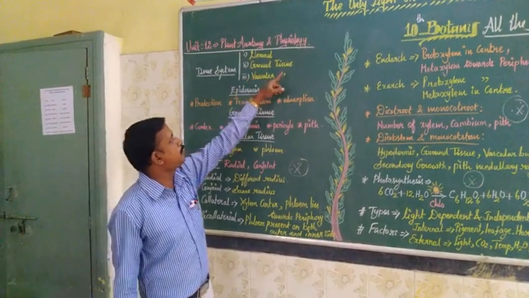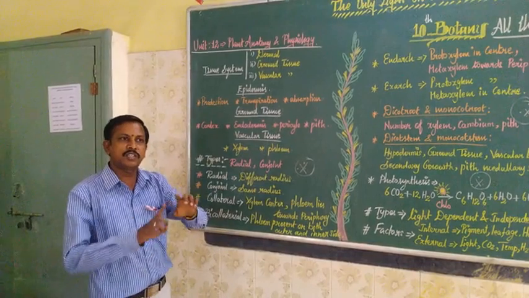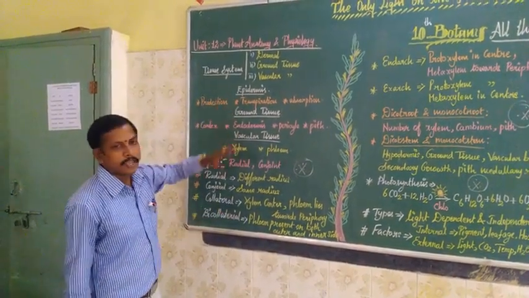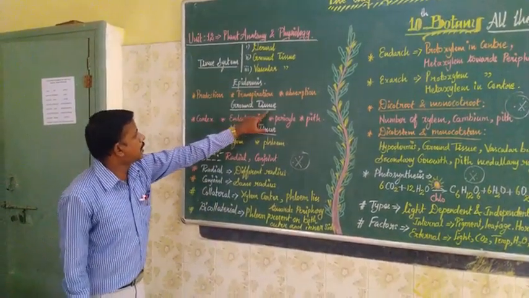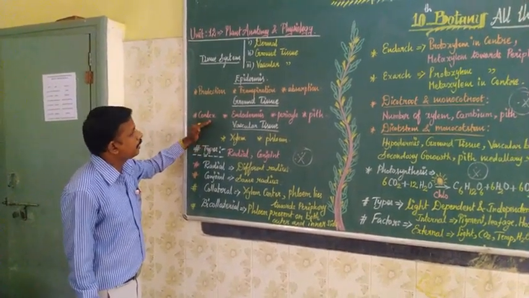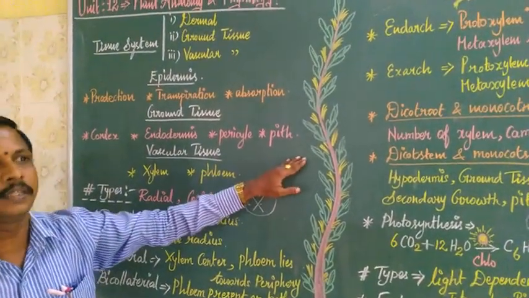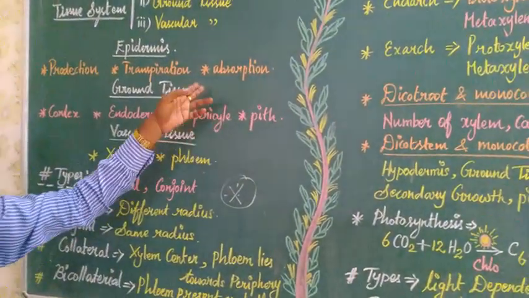Second system, ground tissue. What is the content present in the ground tissue? Another one is the epidermis. In the ground tissue, what tissues are present? First one is cortex. Second one is endodermis. Third one is pericycle, and last one is pith. So these are the tissues present in the ground tissue.